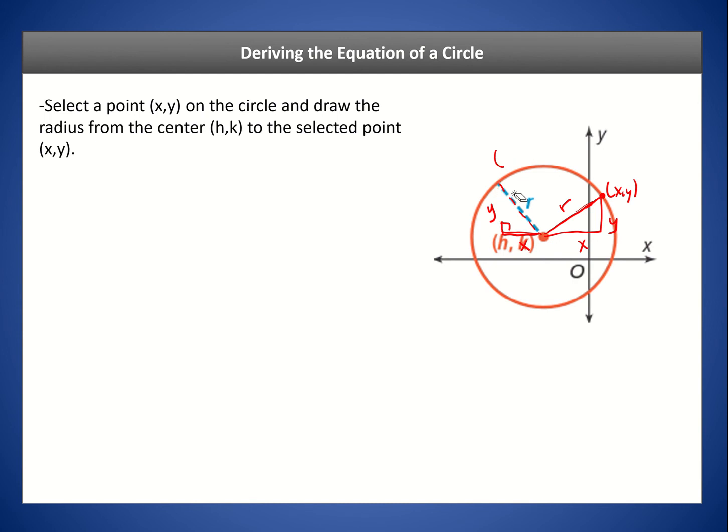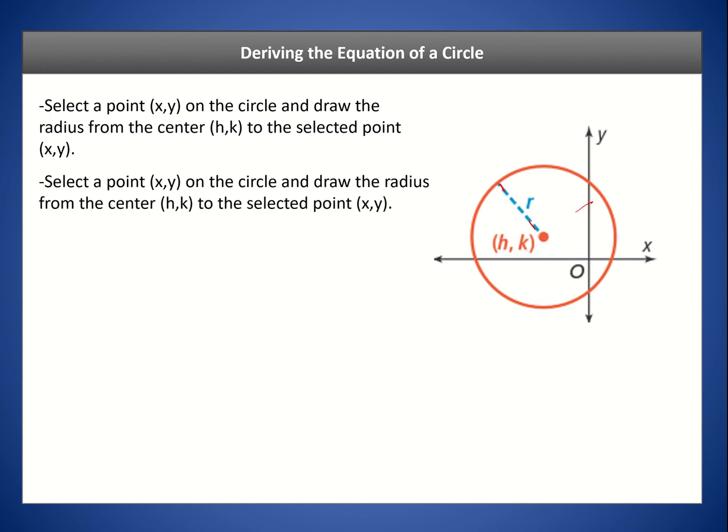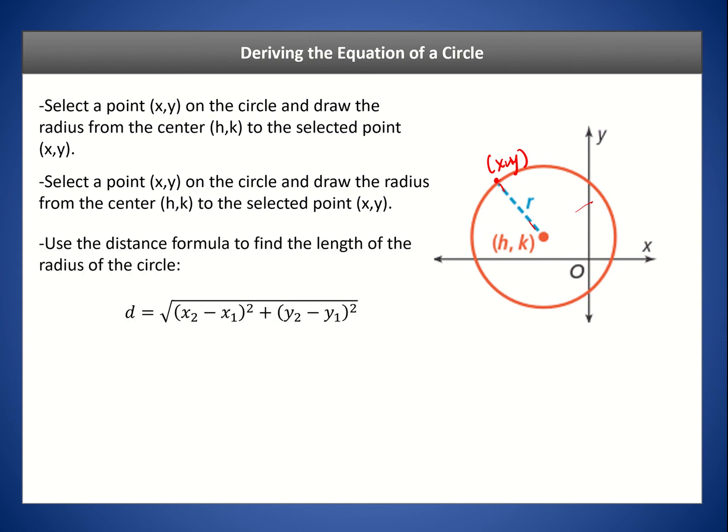So select a point on the circle, which we call x, y. Draw the radius from the center h, k to the selected point x, y, this is in blue. Select the point x, y on the circle, draw the radius from the center to the selected point. Use the distance formula to find the length of the radius of the circle.